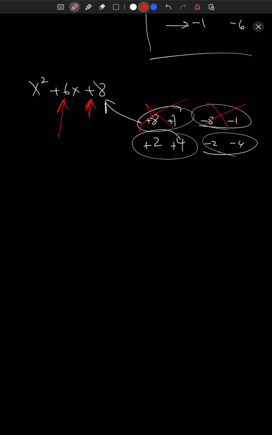Minus 2, minus 4 definitely doesn't work. Plus 2, plus 4, that one works. All right, so that means x squared plus 6x plus 8 should be (x plus 2)(x plus 4). Okay, and again, you can check your answer.